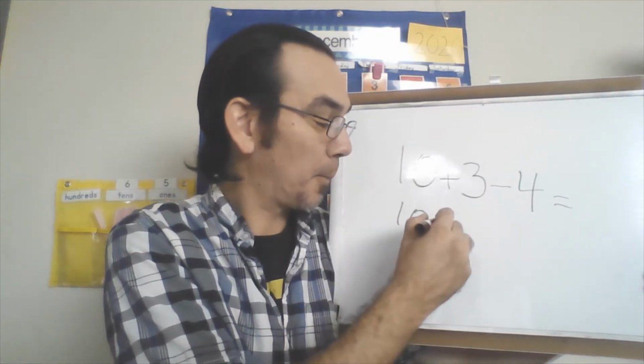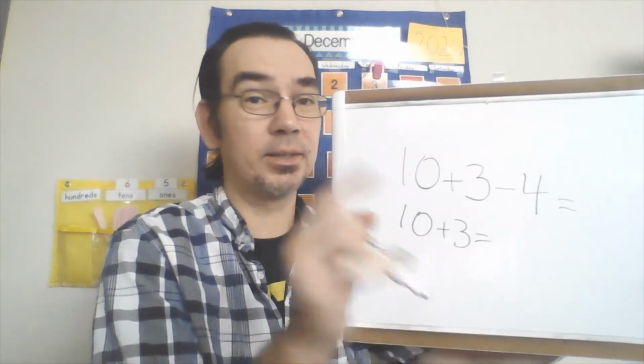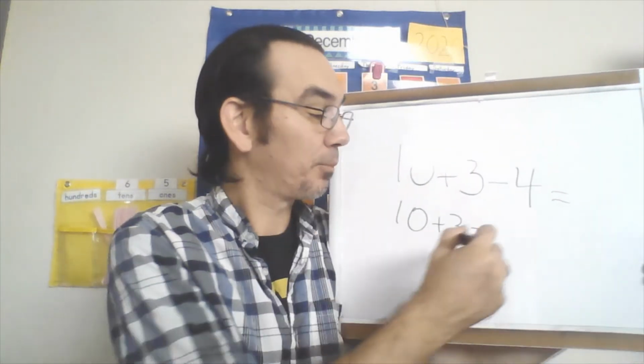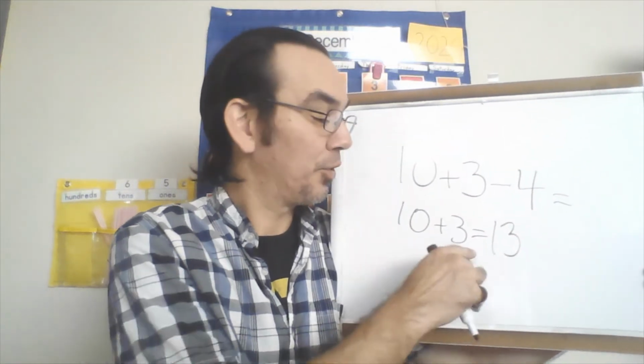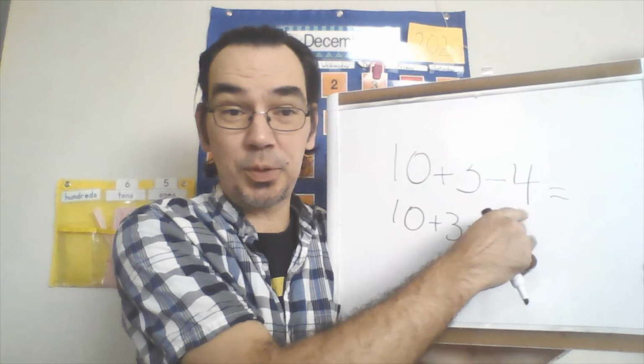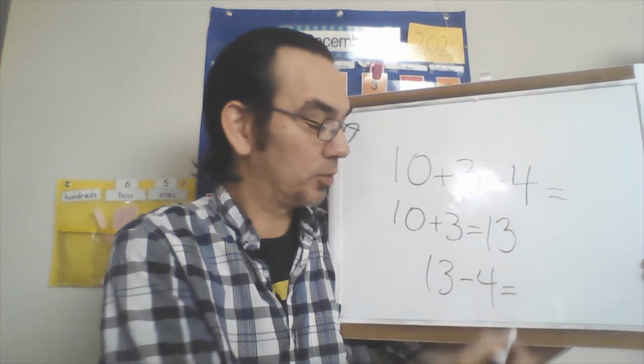We had 10. 3 frogs jumped into the tree. 10 plus 3 is, that's right, 13. All right, good. So now we have our 13. Now we have to subtract 4. 13 minus 4. Well, let's see what 13 minus 4 is.